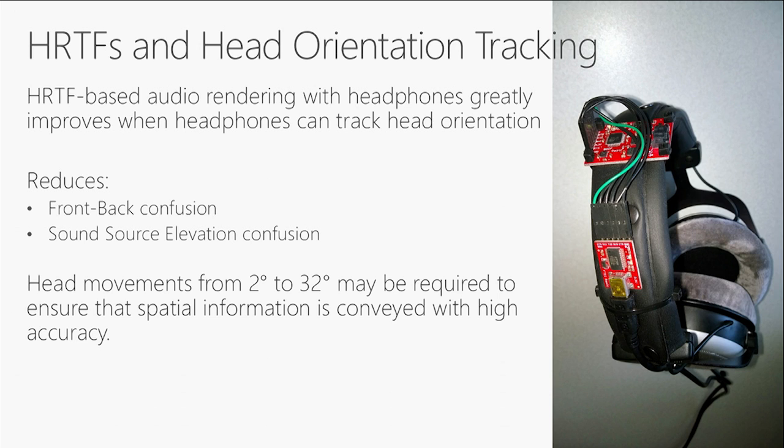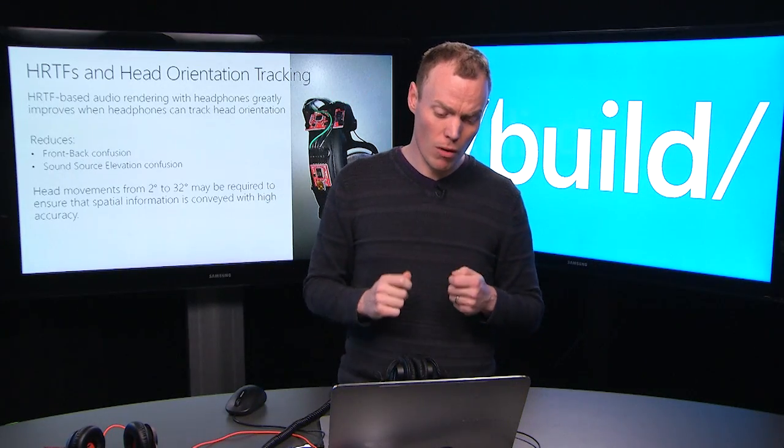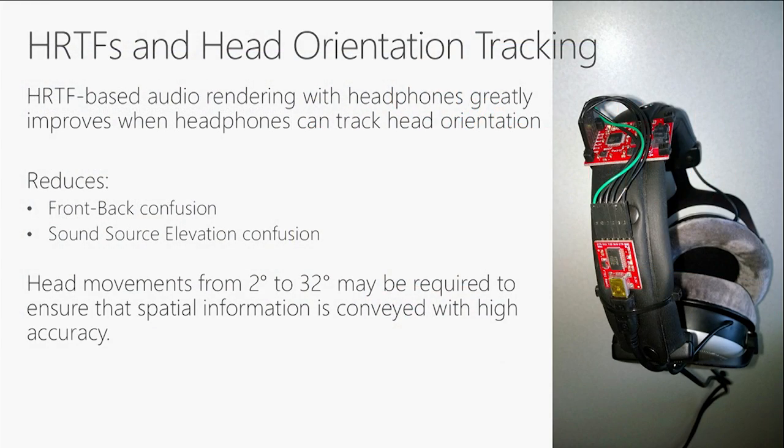We've learned that head orientation tracking really reduces front-back confusion, so whether a sound's coming from the front or the back of you, and also helps you establish elevation better. We've noticed that head movements from 2 to 32 degrees might be required to ensure that spatial information is conveyed with very high accuracy.